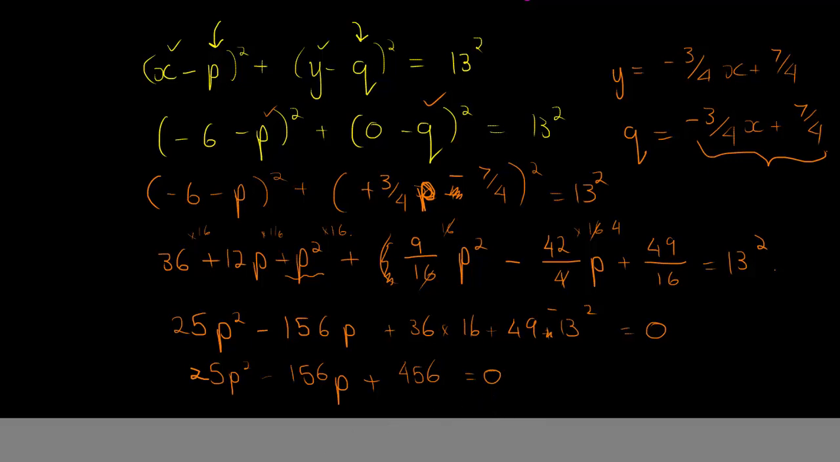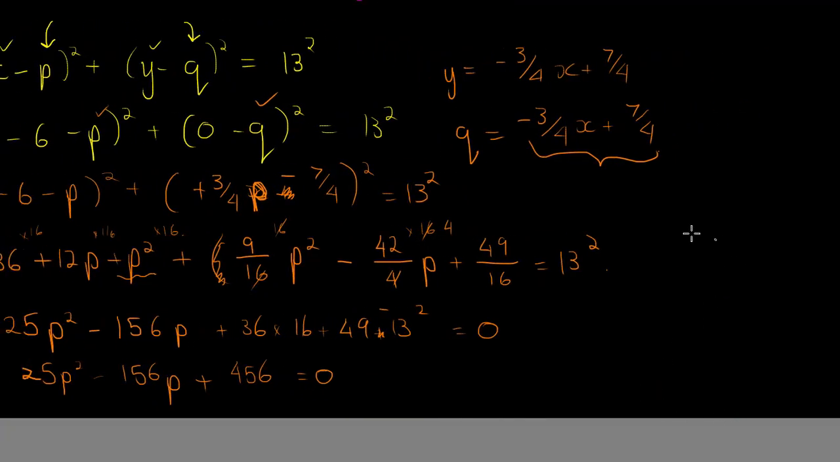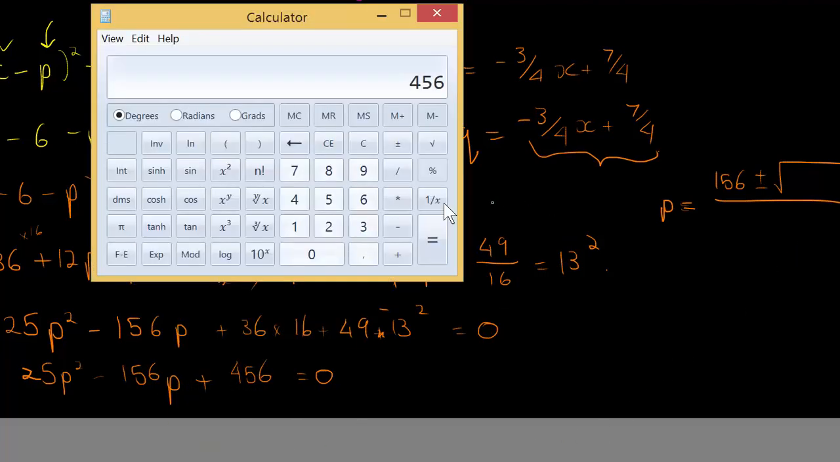Oh, that is even an ugly thing to solve. Okay, but nevertheless, we're just going to use our formula. So p is minus b, so 156 plus minus the square root of b squared, which is 156 squared, minus 4 times 25 times 456, is equal to, somewhere must be a mistake.